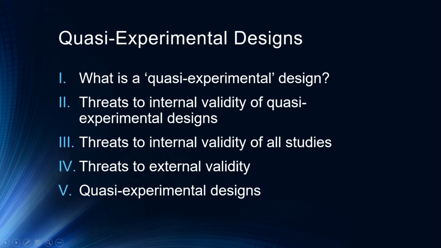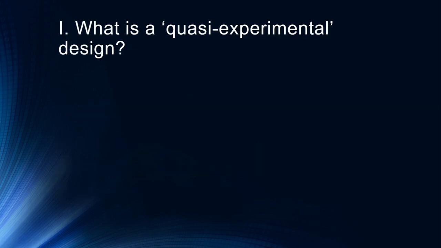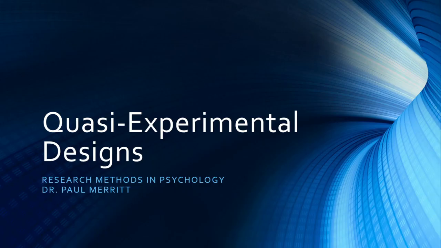So we're going to start off getting a hold on what a quasi-experimental design is, talk about some of the potential threats to the internal validity of quasi-experimental designs, talk about some threats to the internal validity of all studies that might be relevant, particularly to quasi-experimental designs, talk about threats to external validity, and then I finally want to finish up with talking about some specific types of quasi-experimental designs to consider. So let's start off with what is a quasi-experimental design.